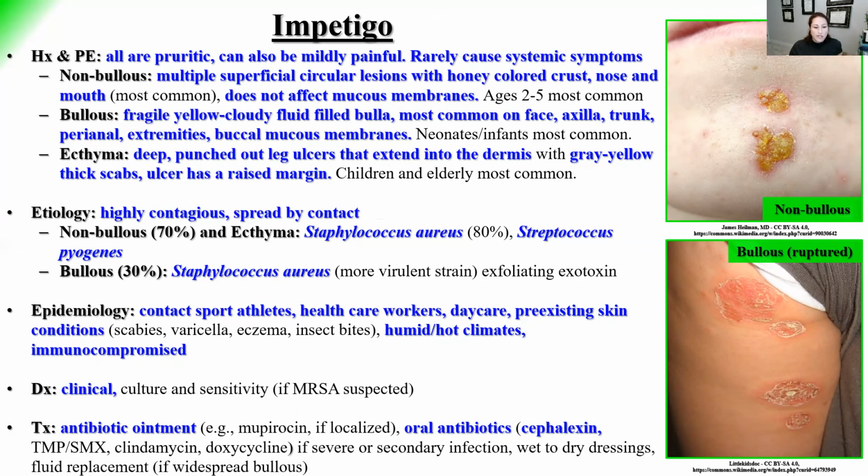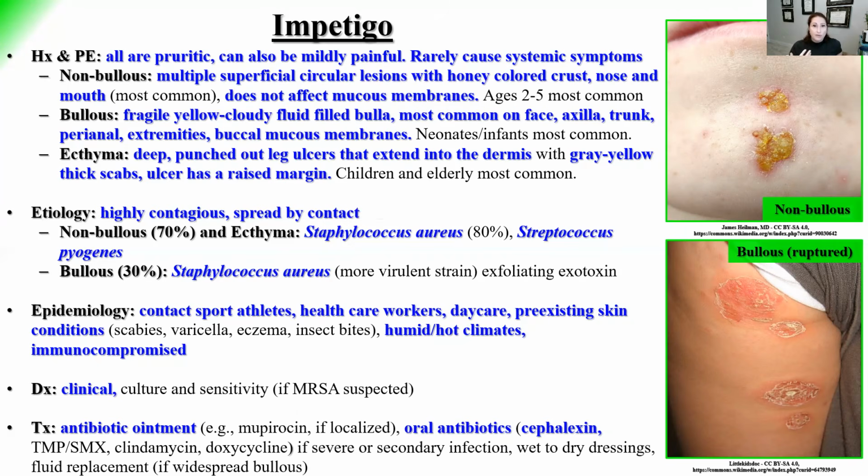Hot or humid climates cause that overgrowth of bacteria, and then immunocompromised patients. This is a clinical diagnosis. If you suspect that this patient has MRSA, if they're very severely affected, you can do a culture and sensitivity of those lesions. If it's localized, we can treat this with an antibiotic ointment, so something like mupirocin. If it's secondary or it's severe, we can use an oral antibiotic, something like Keflex, which is cephalexin, Bactrim, clindamycin, doxycycline. We treat the actual lesions with wet to dry dressing, so it helps to pull that fluid out and help that lesion to heal.